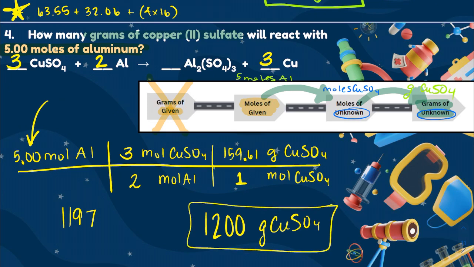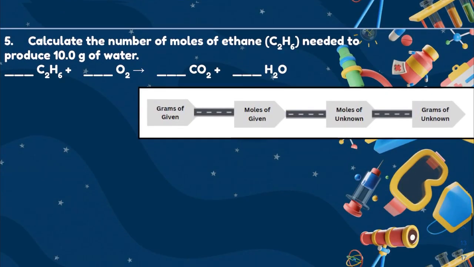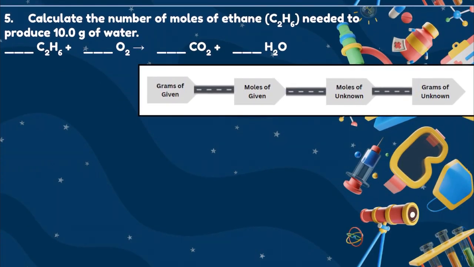Okay, let's do 2 more. Let's look at number 5. Number 5 says calculate the number of moles of ethane needed to produce 10 grams of water. I'm going to remember this time to balance my equation. Now, the 6 here, if I divide it by 2, gives me a 3, which is an odd number. So I already know I'm going to need a 2 in the front. If I have 2 C2H6, I have 4 carbons, so I need a 4 right here. I have 2 times 6, I have 12 hydrogens, so I need to put a 6 over here.